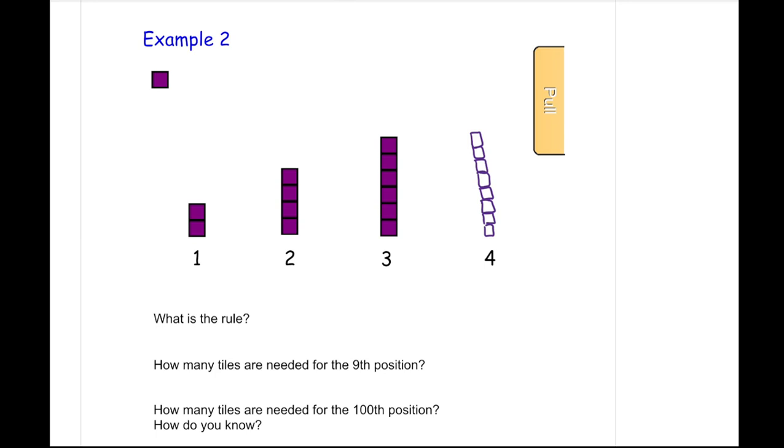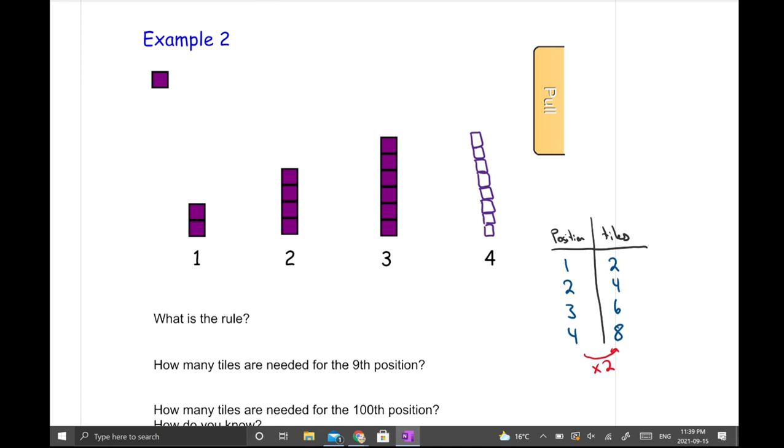If you weren't sure of what that pattern was, again, feel free to create a table. Instead of input-output, we'll use position and tiles. And we'll see that in position 1, 2, 3, and 4, we have 2, 4, 6, and 8 tiles. Right? We want to see how does the position become the number of tiles, or what the pattern is from going from our input to our output. And we should recognize that we're multiplying by 2.